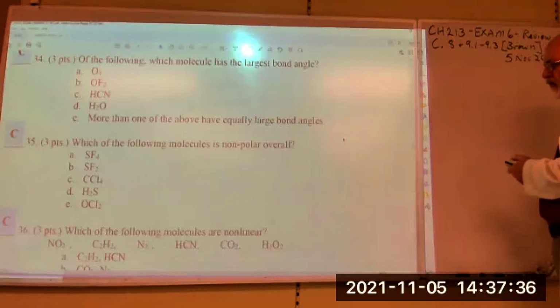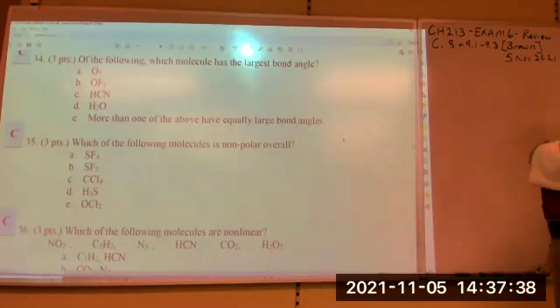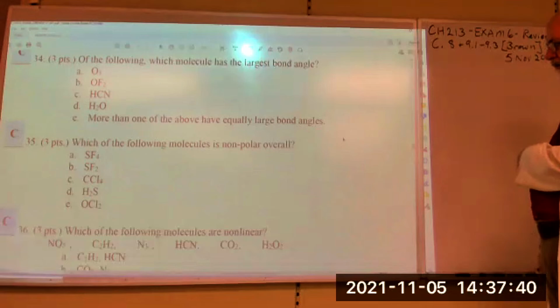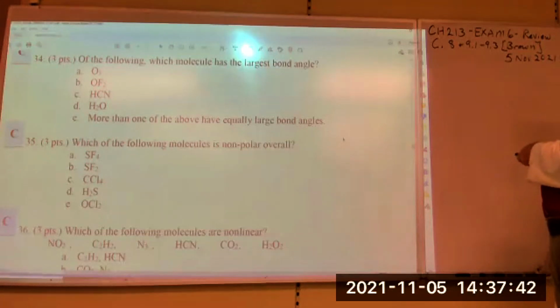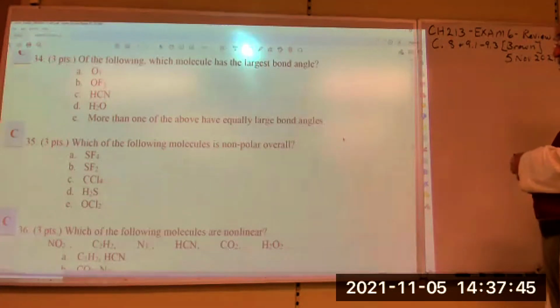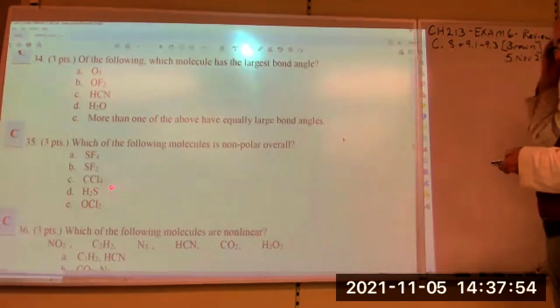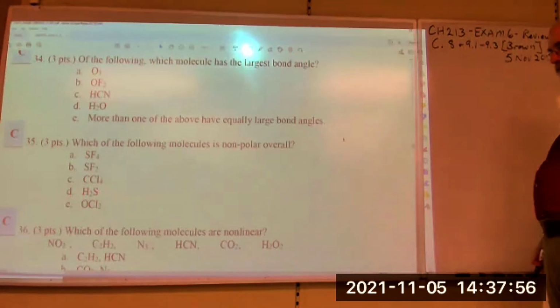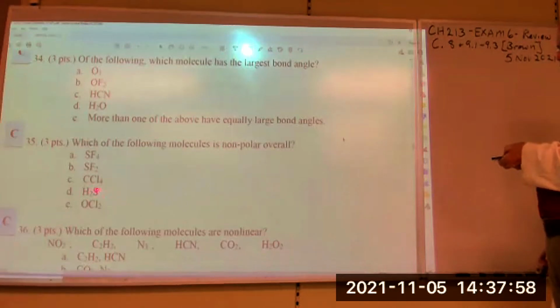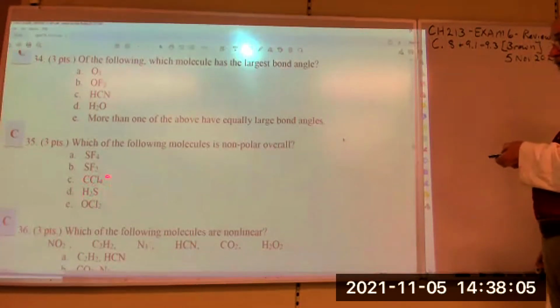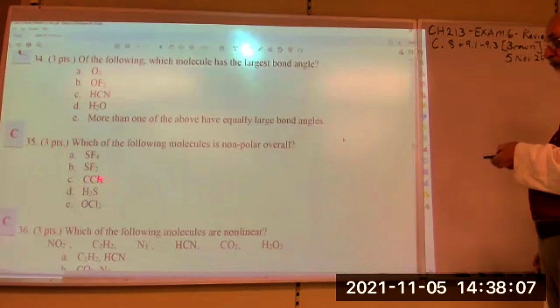Which of the following molecules is non-polar overall? Non-polar. All right. We'd have to draw the structures. If we work from the bottom, OCl2 is bent. That's polar. H2S is bent. That's like water. Right? Sulfur and oxygen are from the same family. So that one's going to be bent. This one's tetrahedral. That's definitely non-polar.